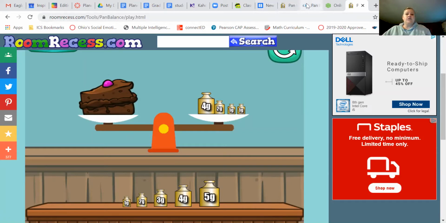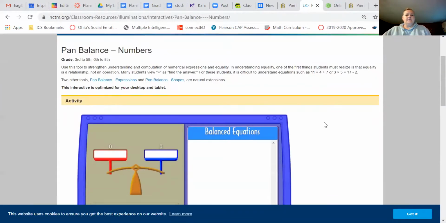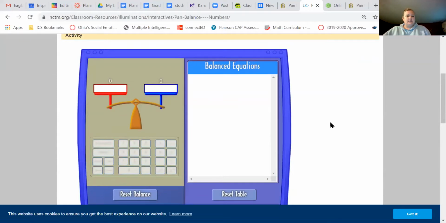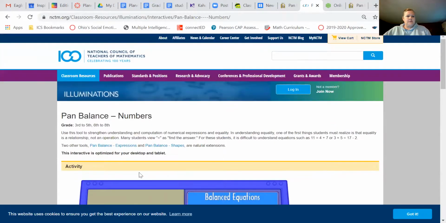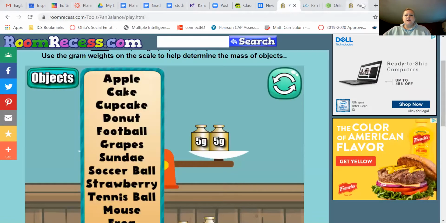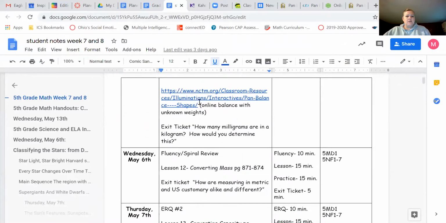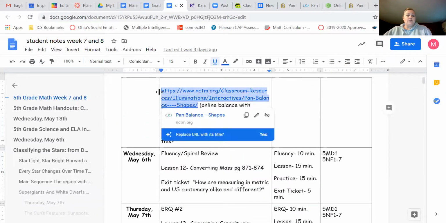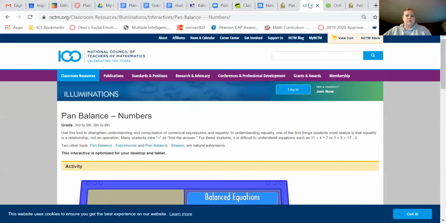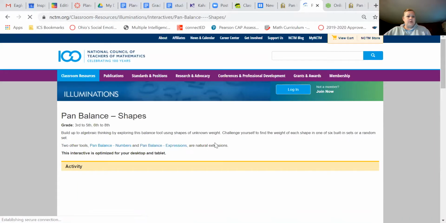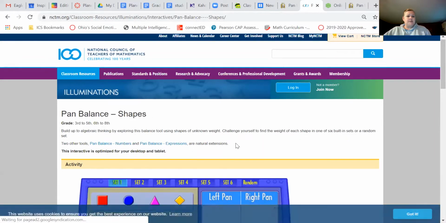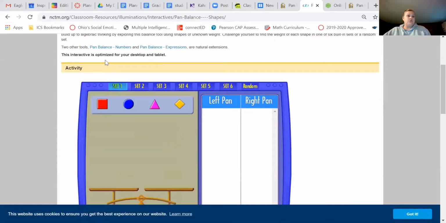Now, if you want to challenge this, the last site is a, oh, this isn't the right one. Go back to our, you're welcome to do that one as well. So I'm going to open up the one that I wanted you to do, but here's the one that has expressions. So we're going to do the shapes. Let's see if it'll open for me here. But the numbers is the same thing, but with numbers, which is the true algebraic.